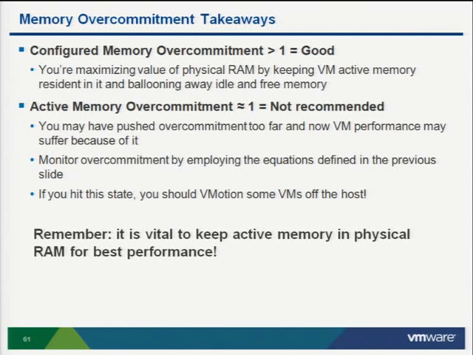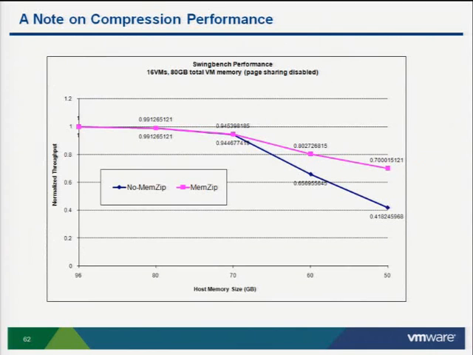So you want to monitor things using the stats that I've told you, and you can use those equations I've given you to figure out how much headroom you have. You can use the machine active memory estimation, and so on and so forth. And in the end, you can maximize the amount of active memory in physical RAM while not hitting active memory overcommitment and losing performance because of it.